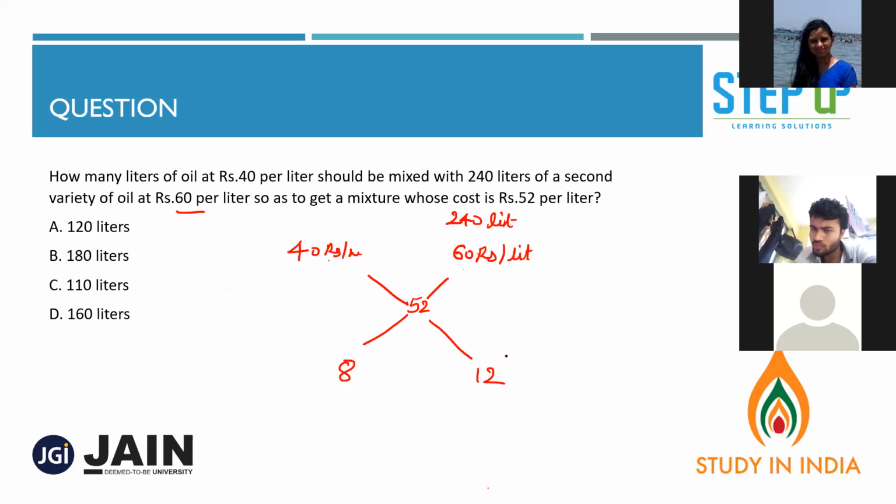Right? Now look at this. 12 became 240 liters. So 12 part, this ratio and this ratio has to be the same. So if 12 part is 240, 8 parts will be what? 12 ones are 12, 12 twenties are 240, so 8 part is equal to 160 liters. Yes, that's the answer. Okay, right, Rahul. I hope that's clear. So I'm moving on.